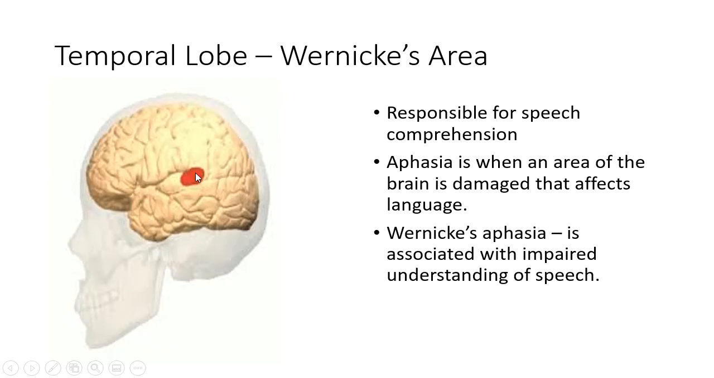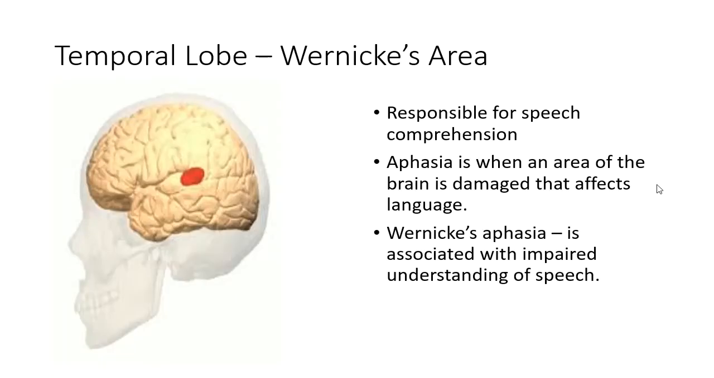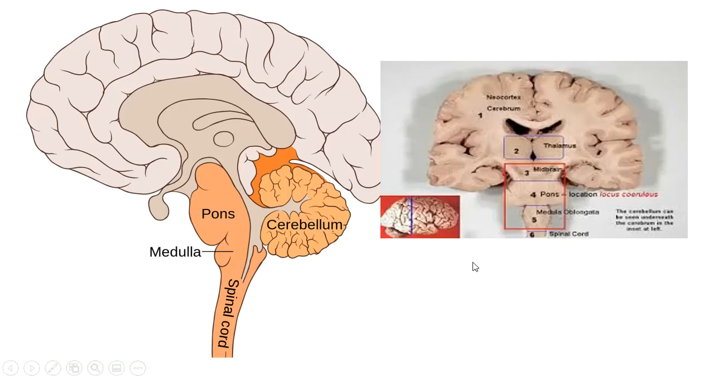If you have damage to this area here, you may be able to talk, as long as Broca's area is not damaged, but nothing that you say will make sense. That's called receptive aphasia, or Wernicke's aphasia. All right. So this is Wernicke's area. This is responsible for speech comprehension.